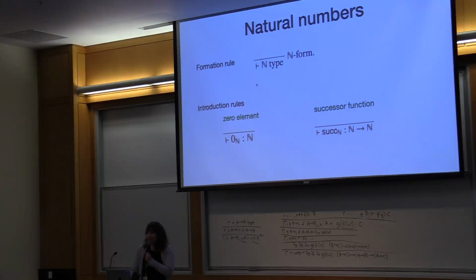Introduction rules are slightly but not much more interesting. So I'm giving myself a 0 element, so an element called 0. That is a natural number, and I'm giving myself the successor function that says, if you give me a natural number, I'll give you the next natural number. Right? And so far so good. This is how we inductively define. But we have to give it the induction principle for it to mean the correct thing. Right now I just gave myself a constant that is a function from n to n.